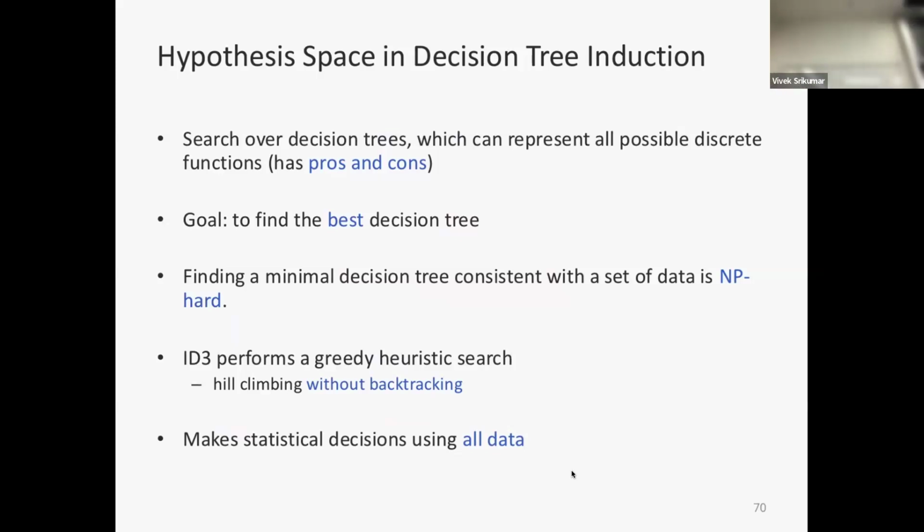Another thing to note about this algorithm is it makes statistical decisions using all the data, which means if I get one more data point, there's no easy way to go back and fix a tree. You might have to redo the whole thing. There are variants of this algorithm that try to do this in an incremental fashion, but the vanilla version of this algorithm does not do that.